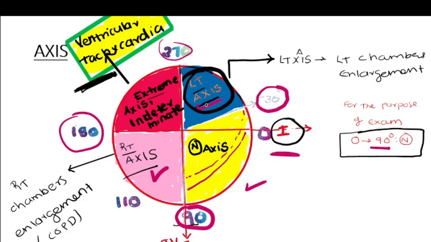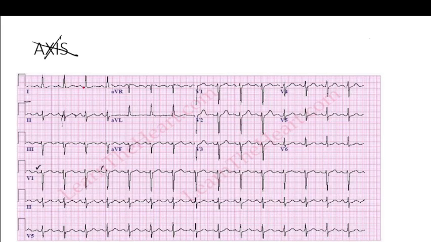Left axis deviation. Well, for the purpose of the exam, we take 0 to 270 as left axis. So do the R minus S in lead 1 and AVF and find out the axis. That's it. Let's do another case.